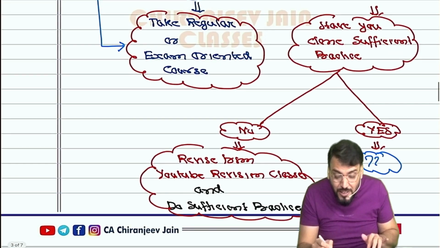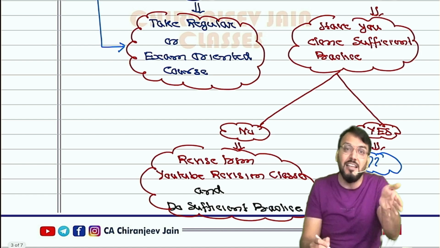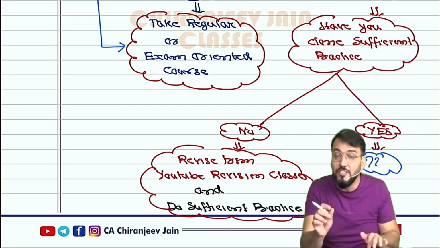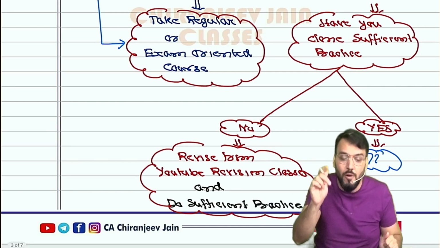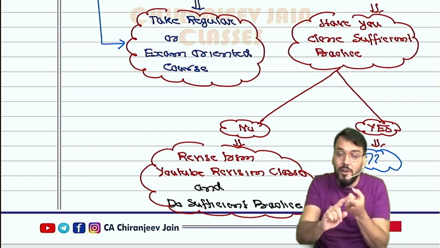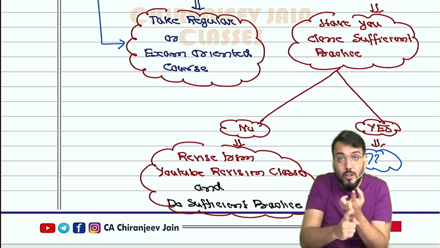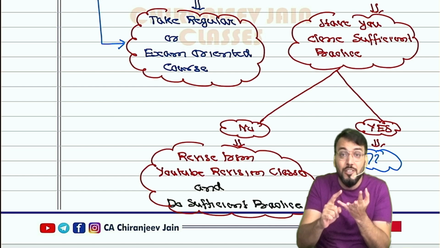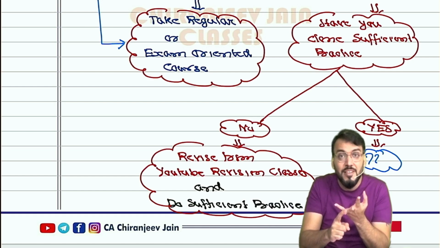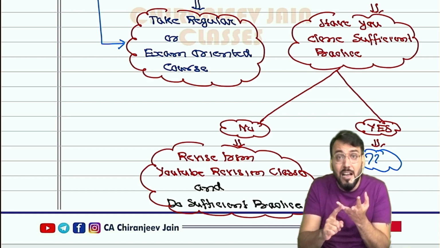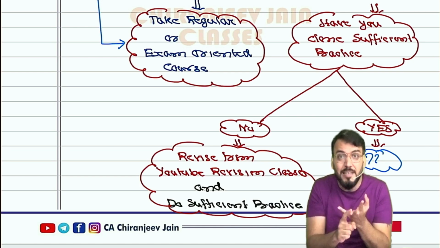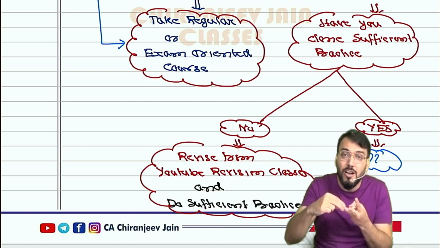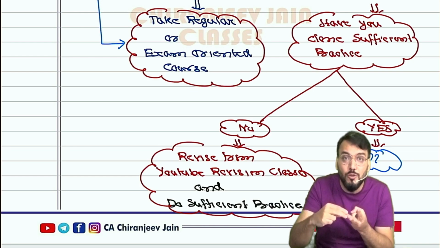Understood? But if you have done sufficient practice last time, a lot of practice, but still you are not able to clear the exam, it means you are not able to perform on exam day. Your concept is strong, and you have done a lot of practice, but you are not able to perform on exam day. It means you have lack of concentration in the exam hall, lack of confidence, lack of self belief.